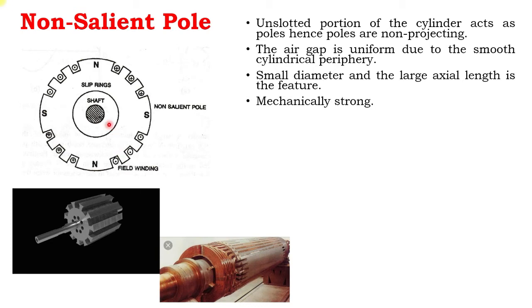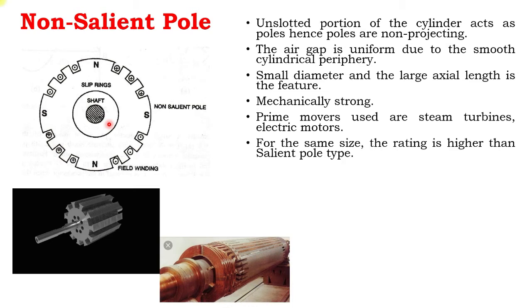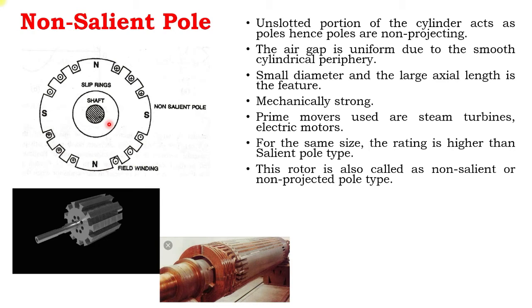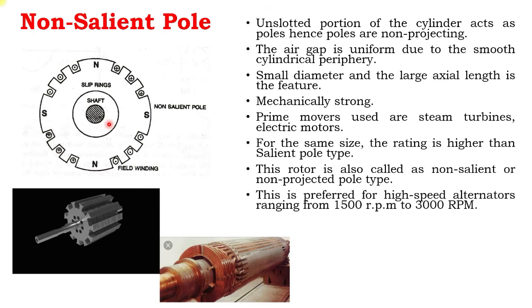This is mechanically strong because no poles are projecting out from the magnetic wheel, and prime movers are steam turbines or electrical motors. This rotor is also called non-salient or non-projecting pole type, and this type of pole is preferred for very high speed. As you know, salient poles are preferred for low speed. This is usually preferred for vertical operations, and salient poles are preferred for horizontal operation.